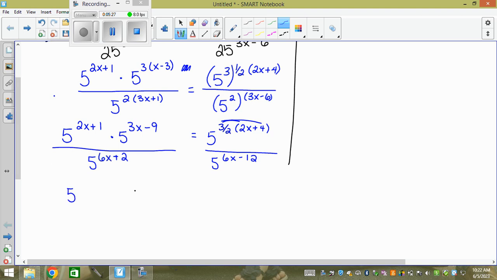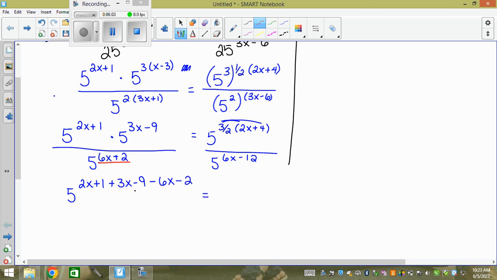Anything that is on the numerator gets added and the denominator gets subtracted. So I'm going to get 2x plus 1 plus 3x minus 9 minus the denominator. So when I minus 6x plus 2, what do I get? Negative 6x, then what? I'm subtracting the denominator. I'm subtracting this, yes. I'm going to get minus 6x minus 2. When you subtract, it changes the signs of everything, right? So minus 6x minus 2.